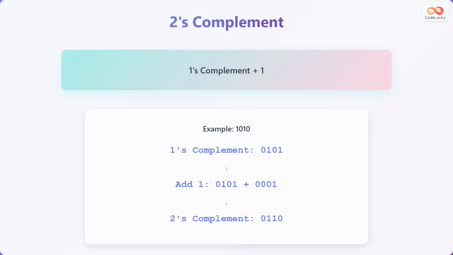Now let's talk about 2's complement. The 2's complement of a binary number is obtained by adding 1 to its 1's complement. Let's take an example. Suppose we want to find the 2's complement of 1010. First, we find the 1's complement, which is 0101. Then we add 1 to it, that is 0001. So 0101 plus 0001 equals 0110, which is the 2's complement.